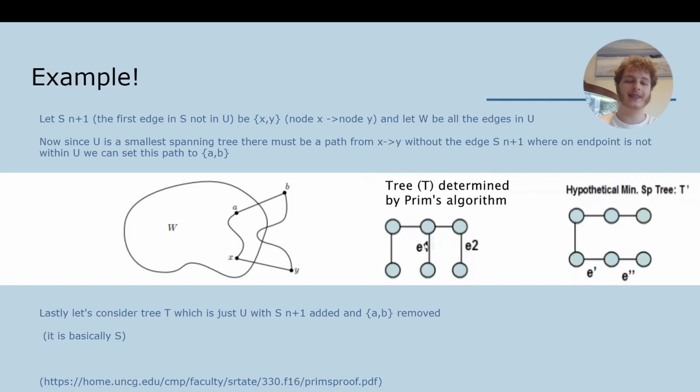And we're going to say that these ones aren't actually the minimal spanning tree. This is our U, and this is our path that we actually need. So this would be like the AB path. Lastly, we are going to consider a tree T, which is just U with this X to Y added and the AB removed.